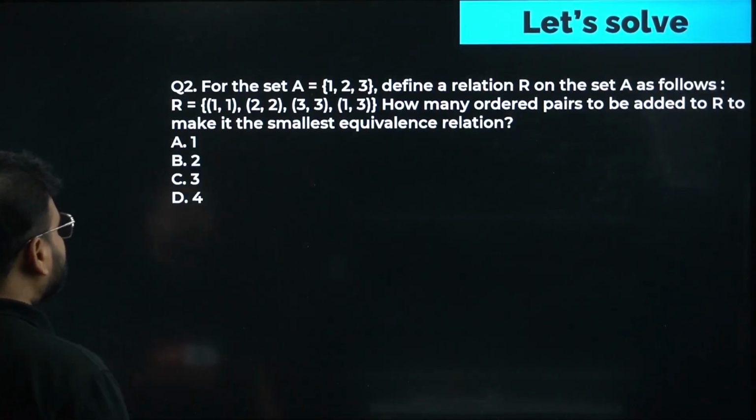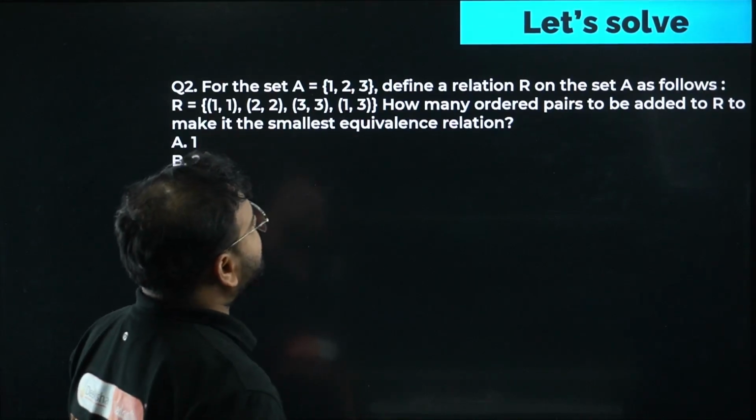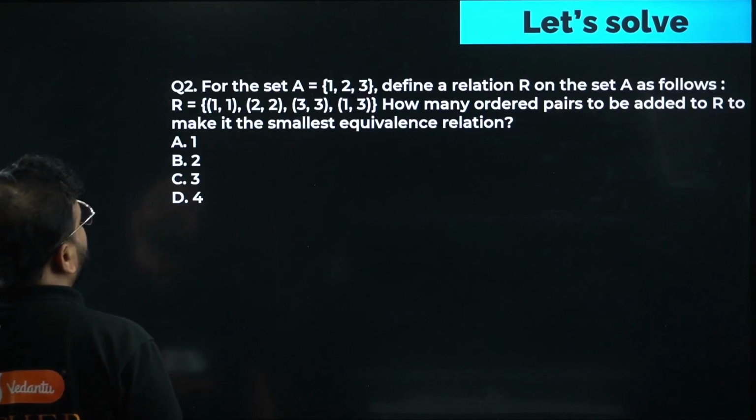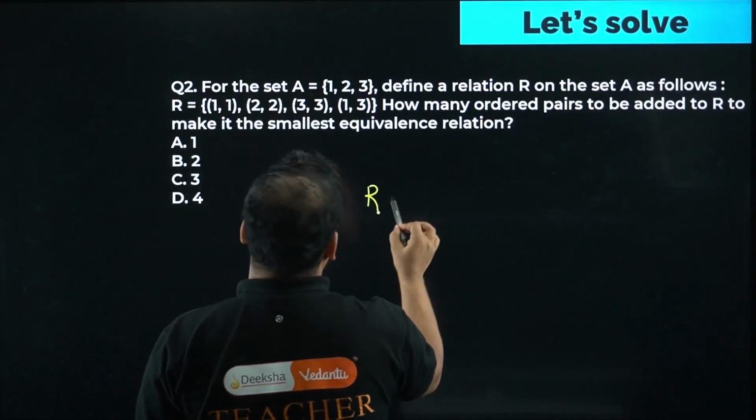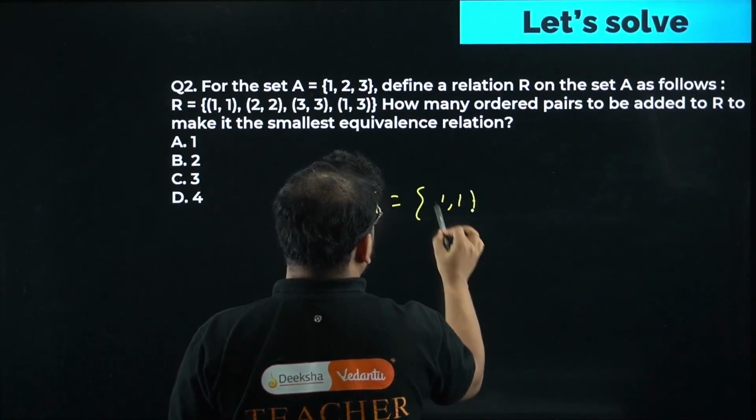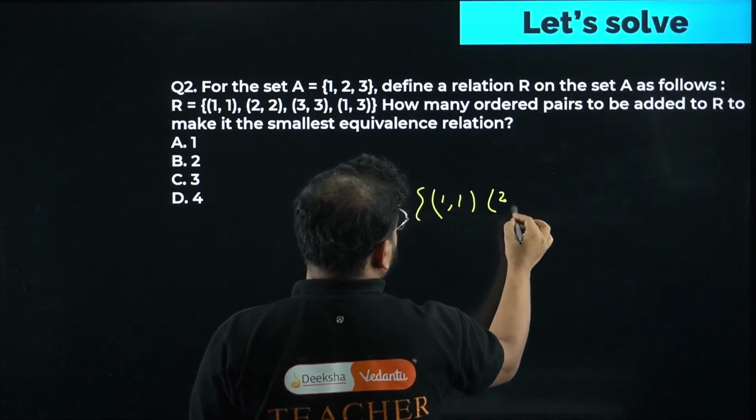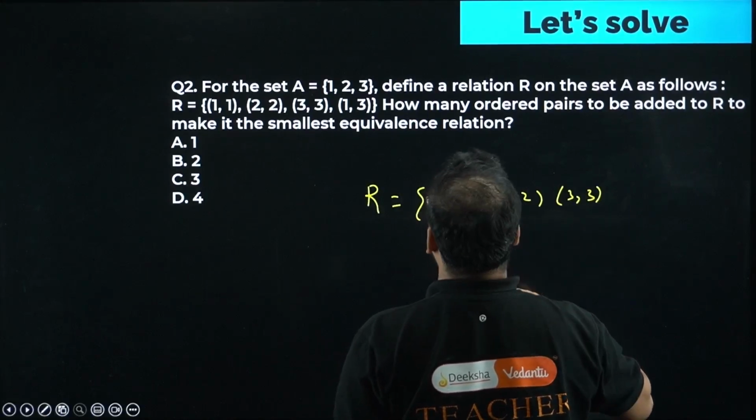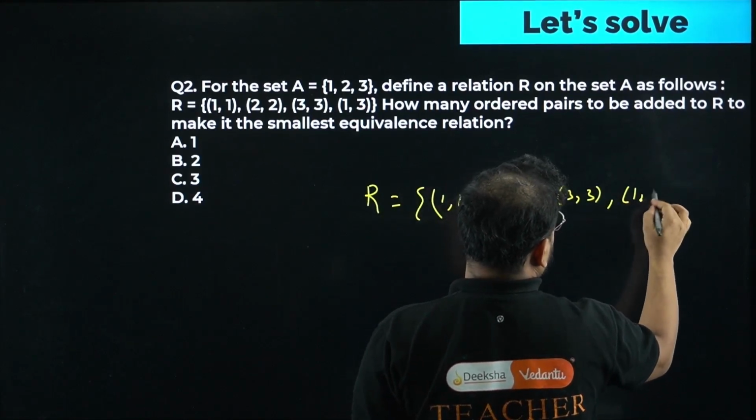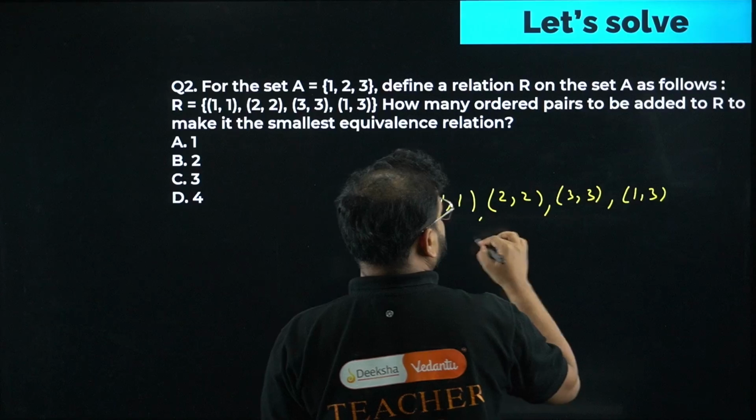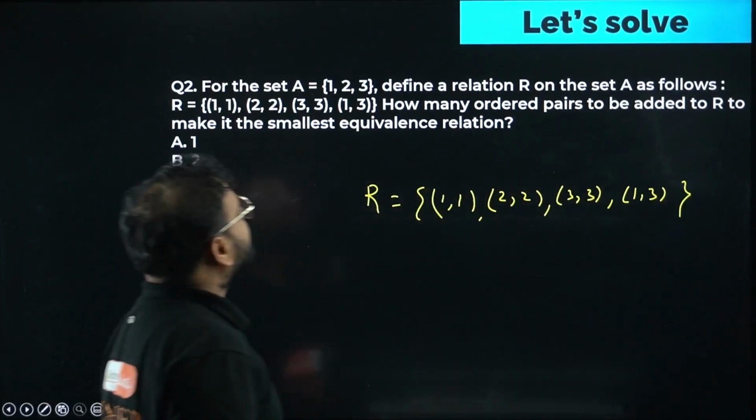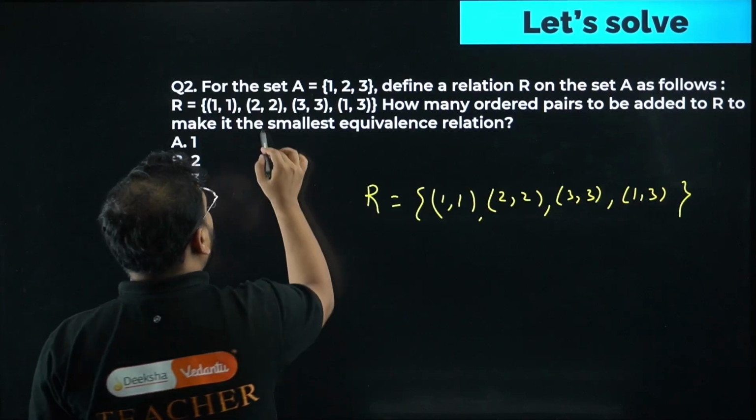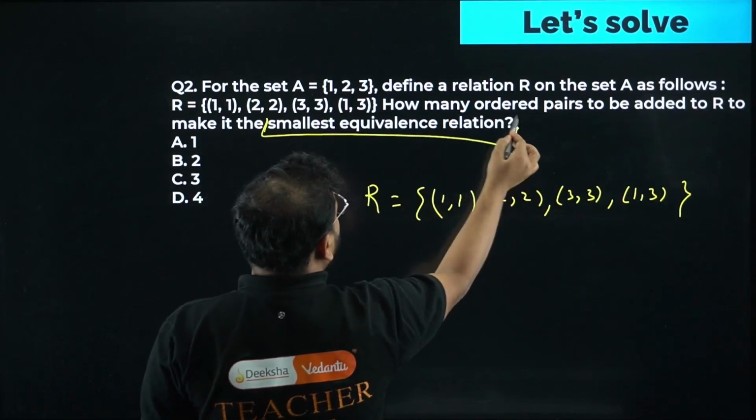For the set A, 1, 2, 3 is the element of the set A. Define a relation R on the set A as follows. R is 1, 1. 1, 1 is the first ordered pair. 2, 2 is there, 3, 3 is there, and 1, 3 is also there. They're saying what? How many ordered pairs to be added to R to make it smallest equivalence relation?